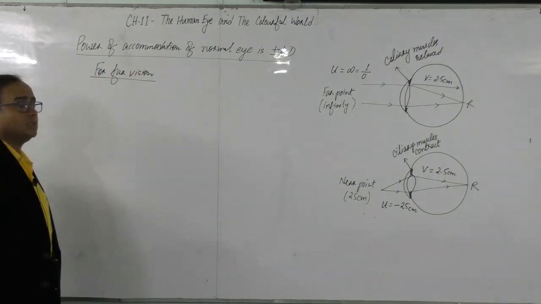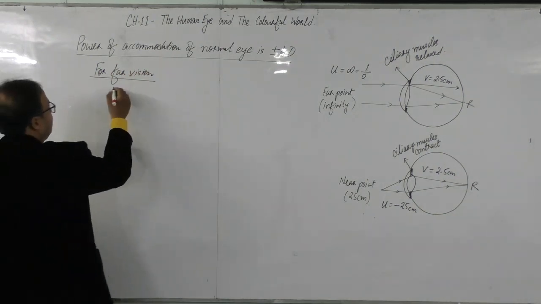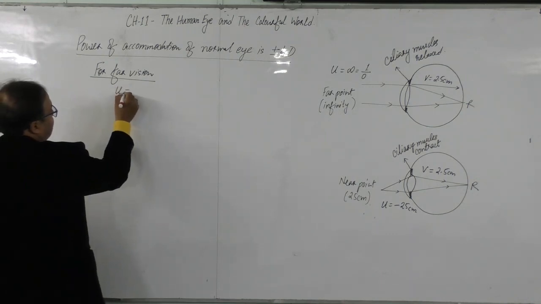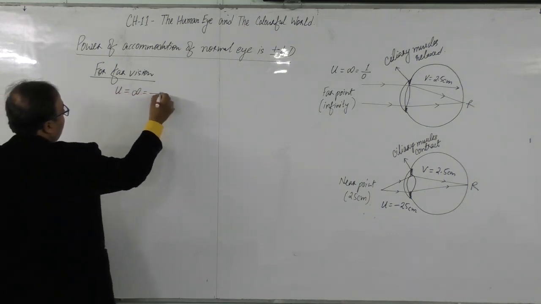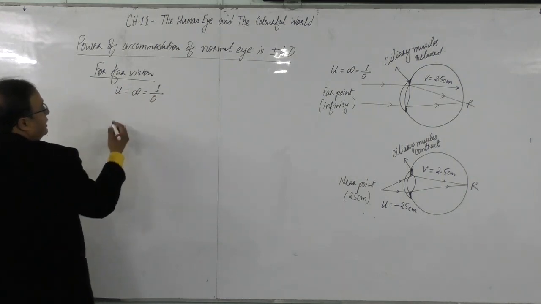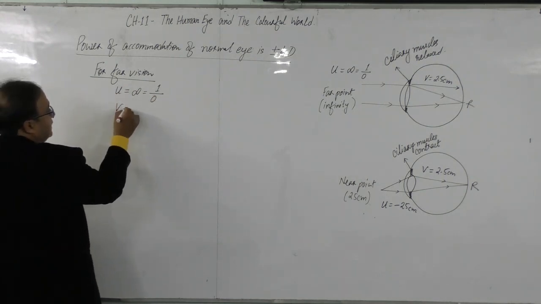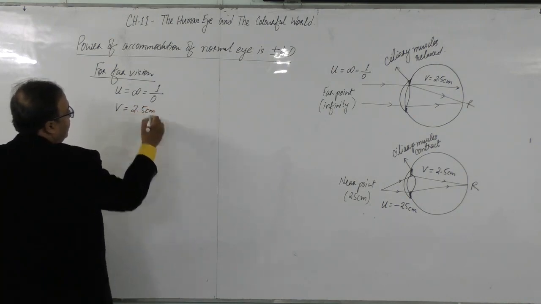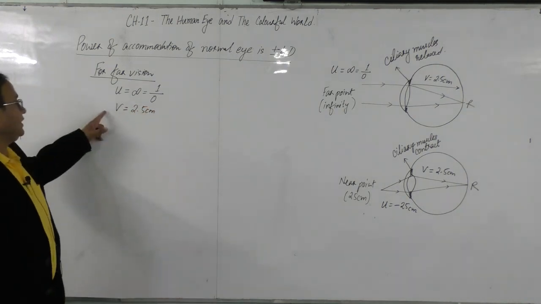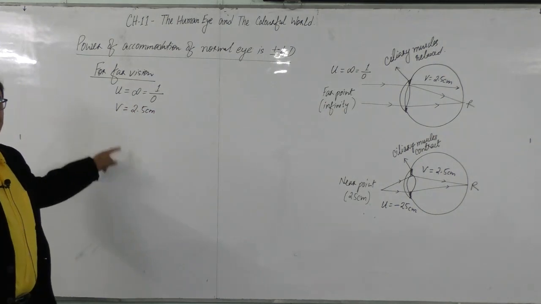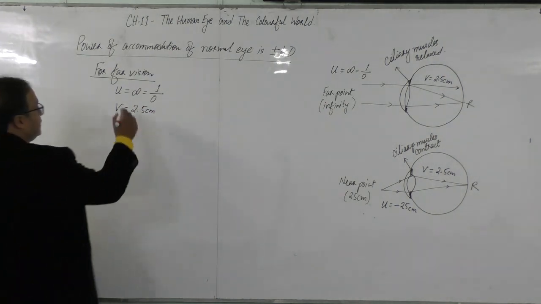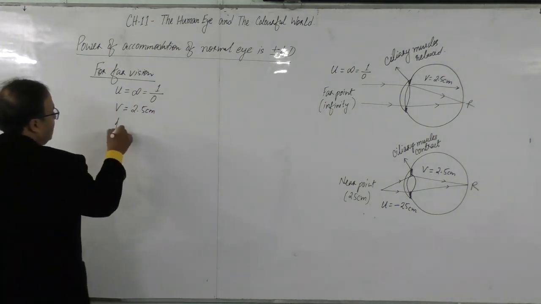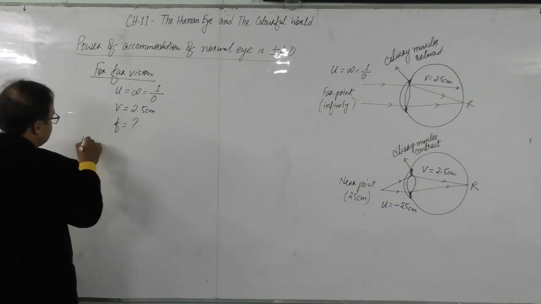Far vision. जब हम लोग दूर का चीज देखेंगे infinity में, u is taken as infinity or 1/0, then v, I already told v is 2.5 centimeter. And if you know u and v, you can calculate f, and by that f you can calculate power. So u और v से हम लोग f calculate करेंगे. We know the lens formula.